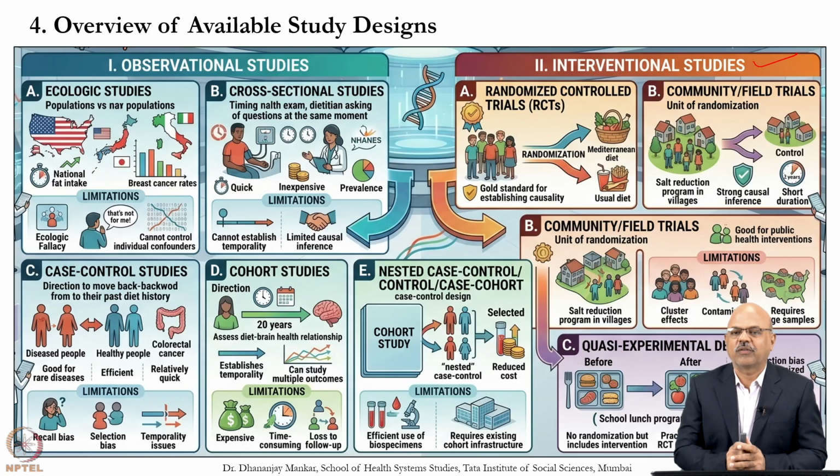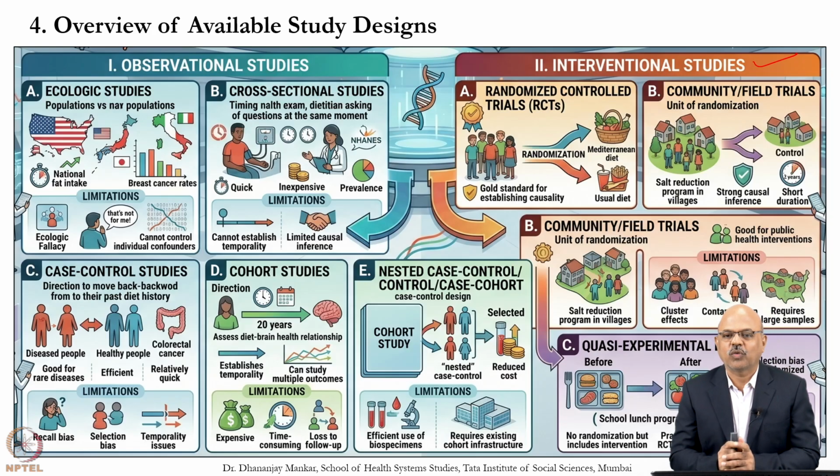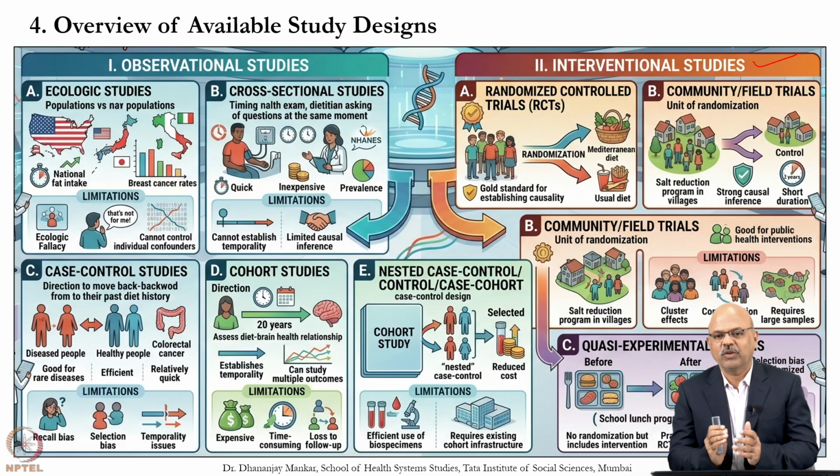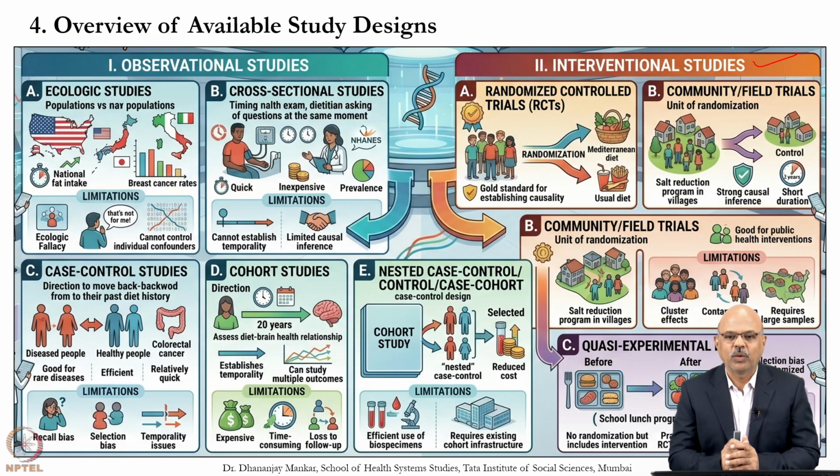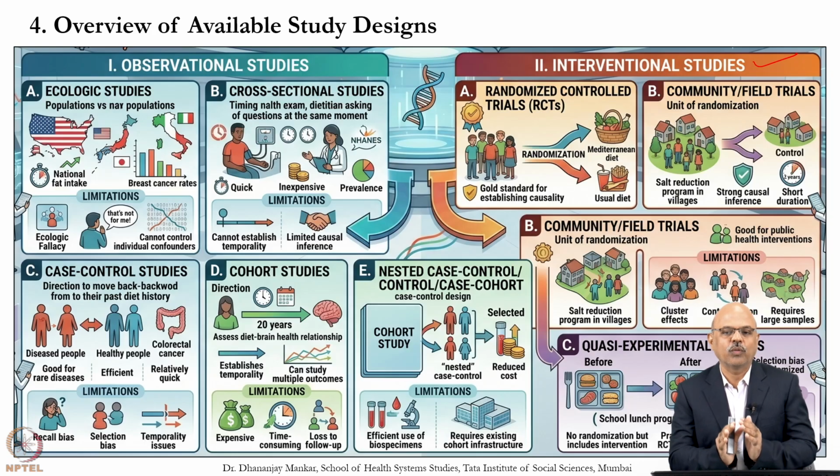Community or field trials: unit of randomization versus a control group. You can say a salt reduction program in a village versus a control group. So strong causal inference is coming, and in a very short duration you are able to give an outcome. But you may find a cluster contaminated, which requires a larger sample. For public health intervention, it is very important that you go for community or field trials.